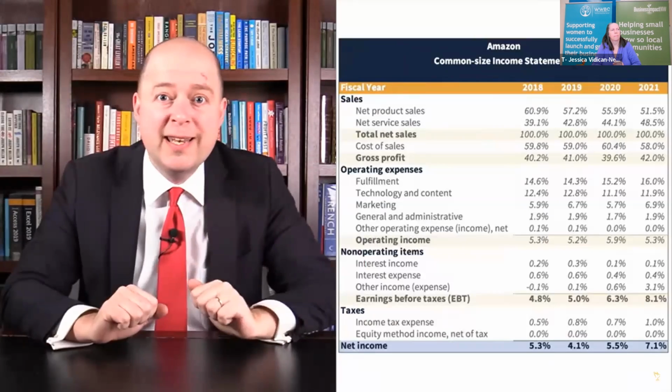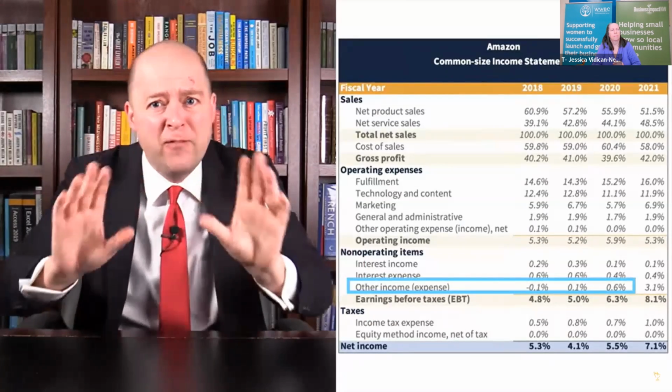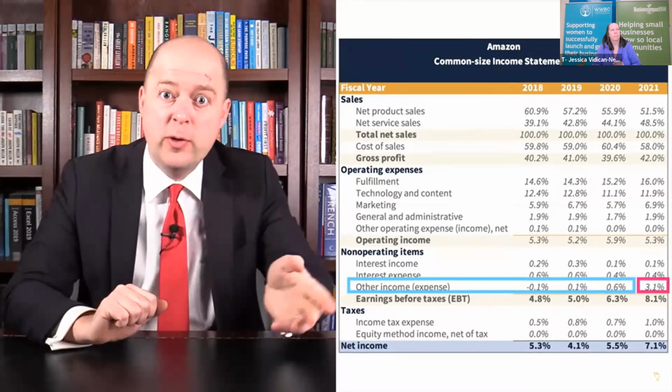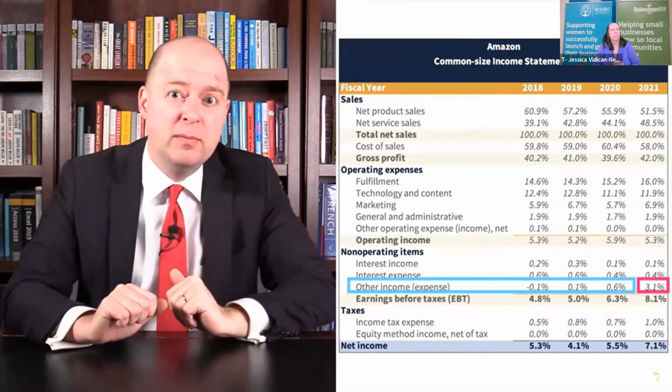With Amazon, we see that non-operating revenue is typically a very small percentage of Amazon's total net sales. But in 2021, it jumped to 3.1%. This is because Amazon recognized an $11.8 billion gain on its investment in Rivian when the company went public.